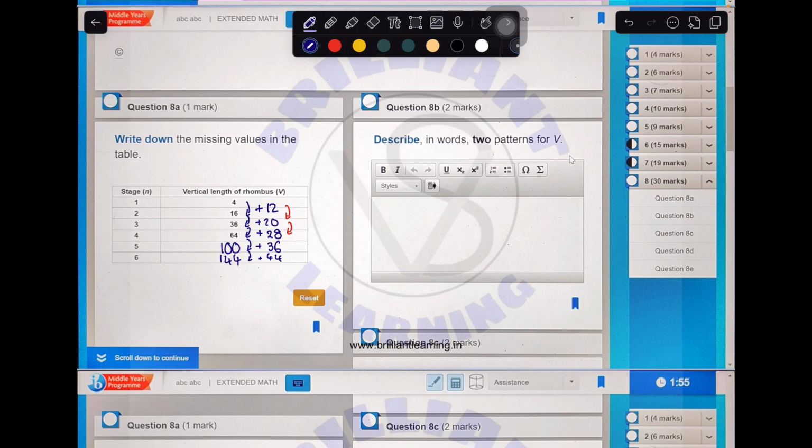Okay, so describe in words 2 patterns for V. So you could say the difference between the vertical lengths increases by an additional 8 each time.